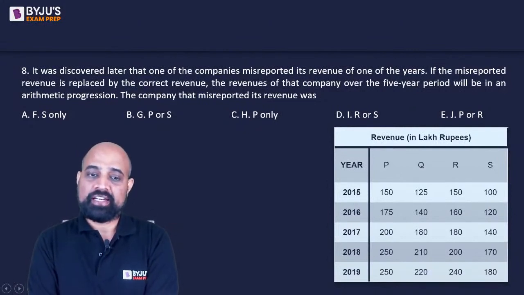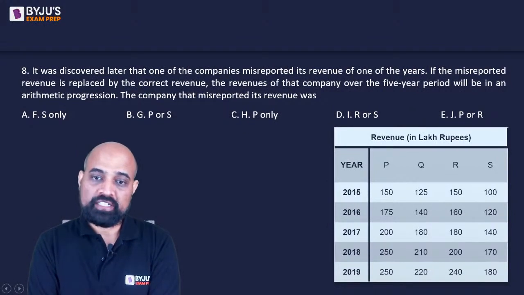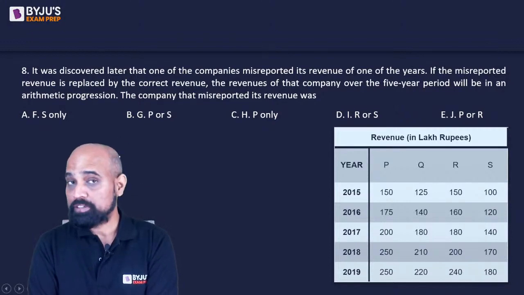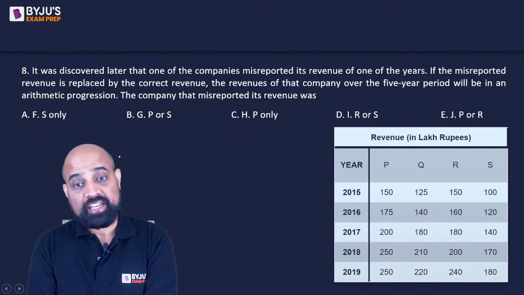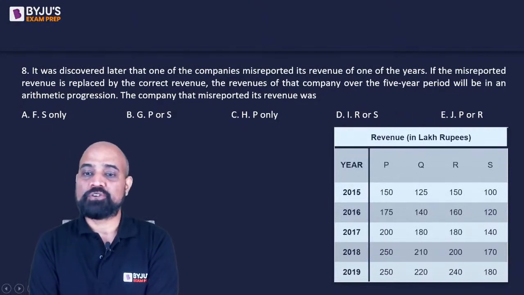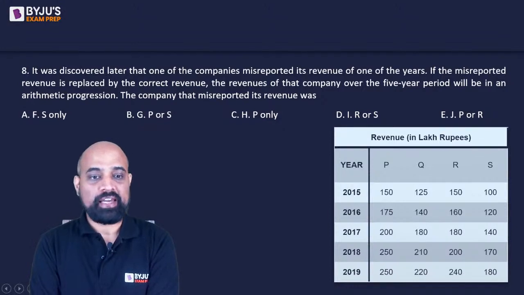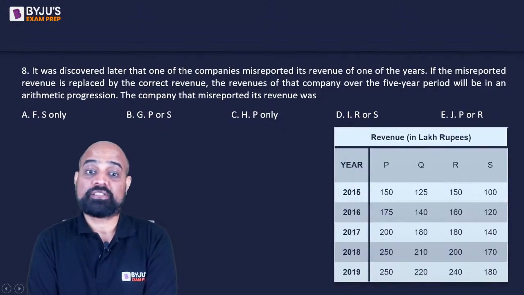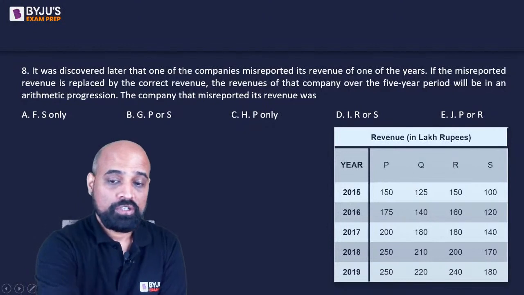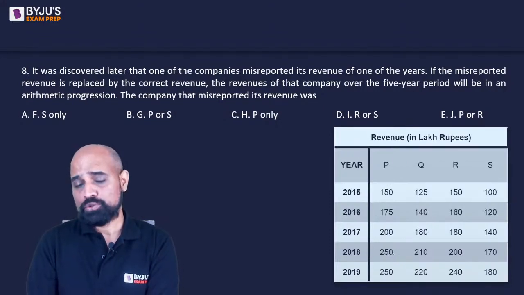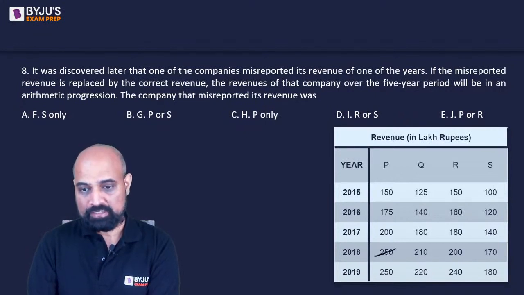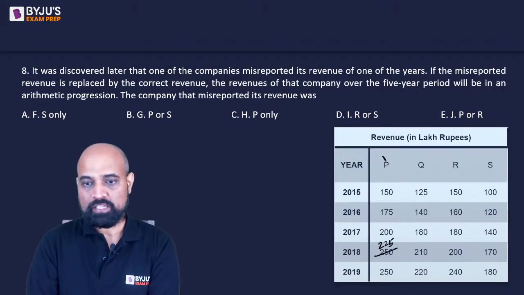Next, it was discovered later that one of the companies misreported its revenue of one of the years. Which company, which year? नहीं पता. If the misreported revenue is replaced by the correct revenue, the revenues of that company over the 5-year period will be in an arithmetic progression. The company that misreported its revenue was. ठीक है. So 150, 175, 200 चल रहा है. AP में है, right? 25, 25. 200, 250 की जगह if I write 225, will it become an AP? Yes, it will. So P is that.